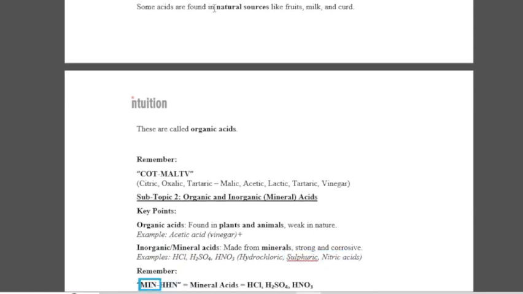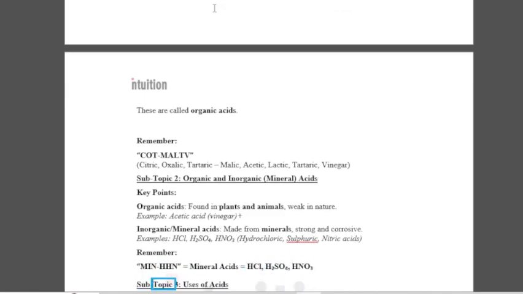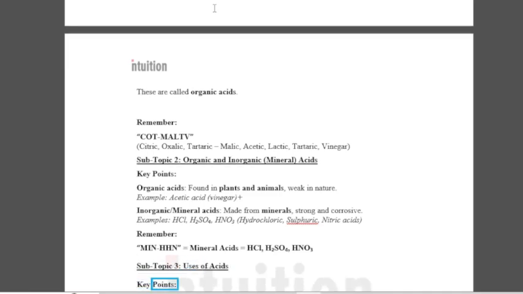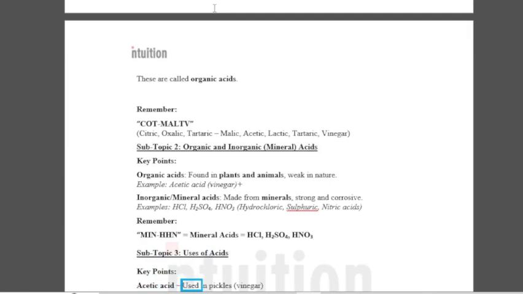Remember, mineral acids are HCl, H2SO4, HNO3. Subtopic 3: Uses of acids. Key points: acetic acid is used in pickles, vinegar.